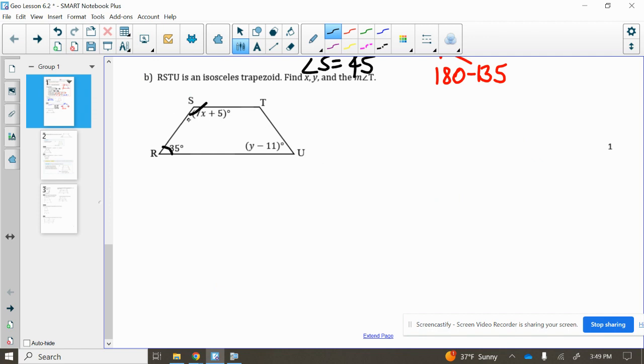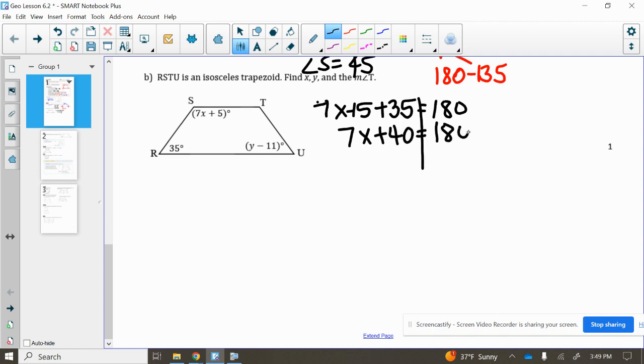Well, we know angle R and angle S, upper to lower, are going to be supplementary to each other. So we can take those two angles, 7x plus 5 plus 35, and we know that those two are going to equal 180 degrees. So if we combine on the left, we have 7x plus 40 equals 180. And then if we subtract the 40 and divide by the 7, we end up getting x to equal 20.